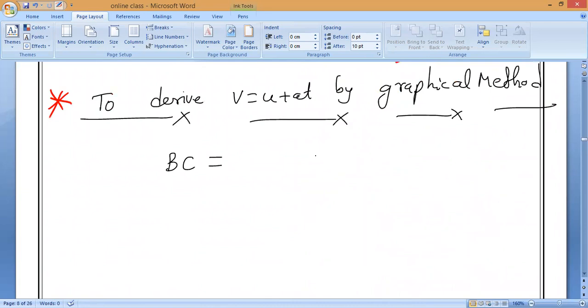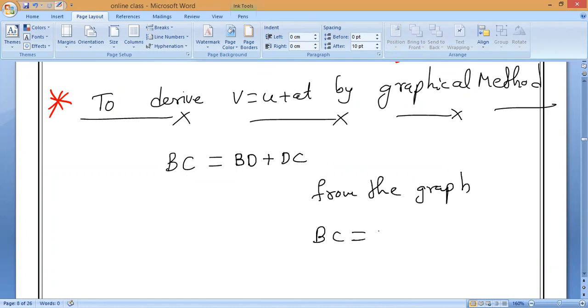Will you accept it or not? Please respond, everyone. So BD plus DC. Any doubt? Now, from the graph, BC is equal to what, guys? You should speak. Final velocity. From the graph, BC is equal to the final velocity.